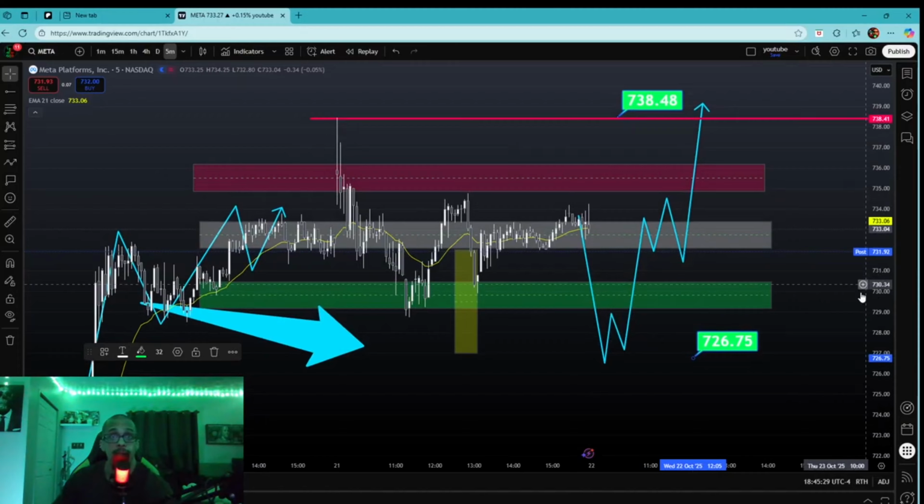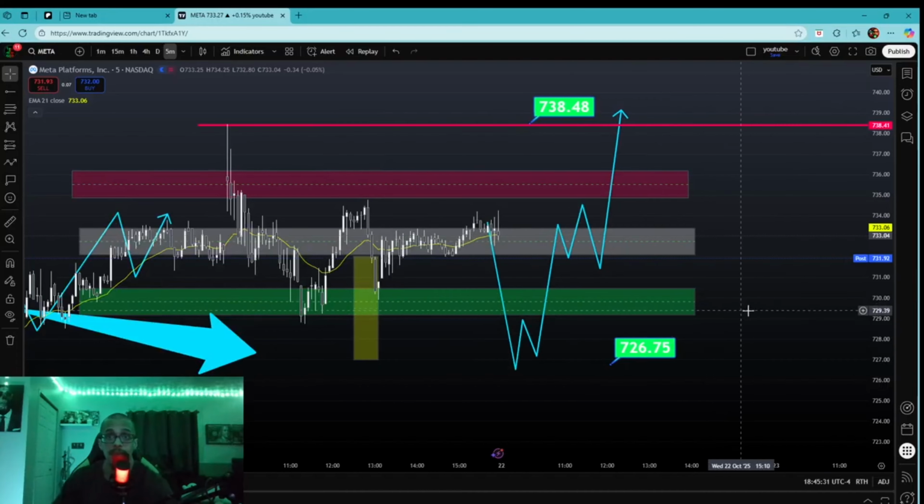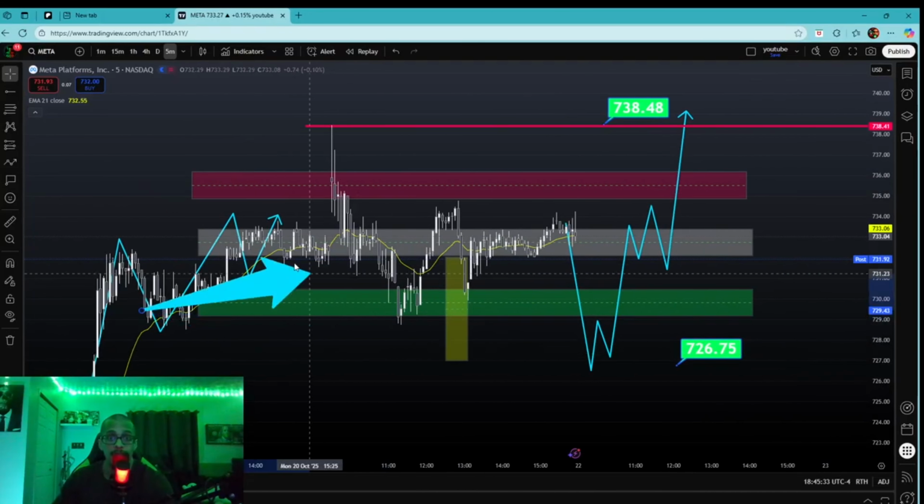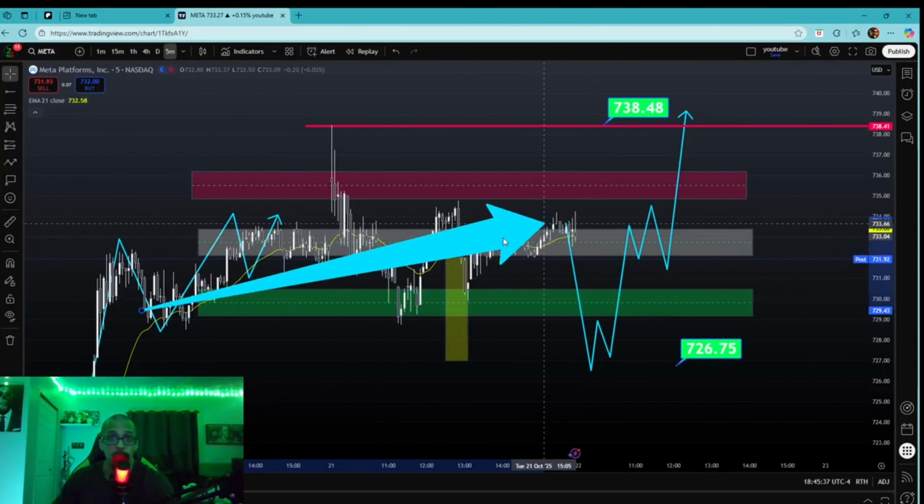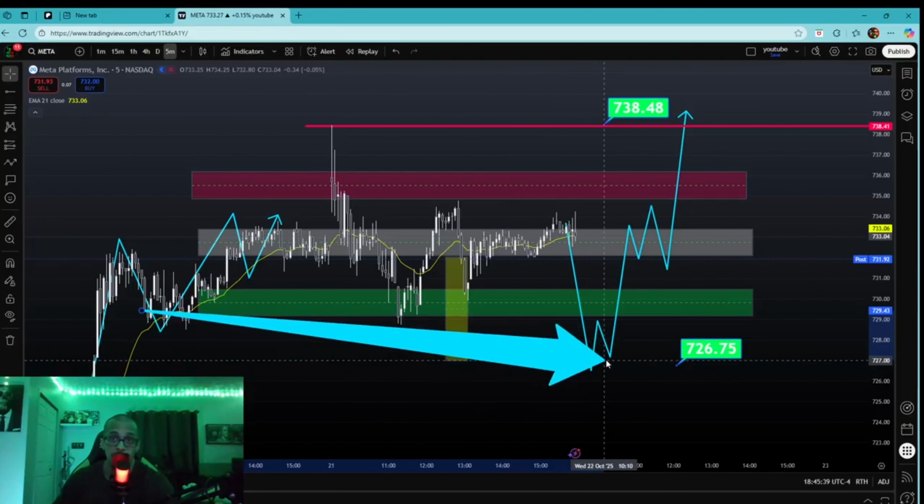726.75. So you may be asking yourselves, can you trade it to the downside? Yes, you can, but just be aware again that this is a bullish overall range, which means statistically speaking, it's more advantageous to look for buying opportunities off the low, okay?